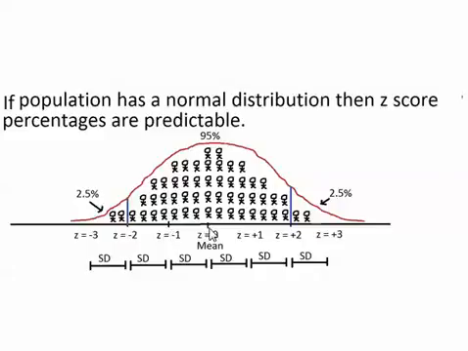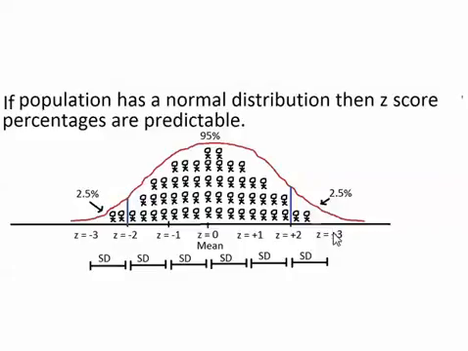If you start at 100 and you go up by 15, that's 115. If you go up by 15 again, it's 130. If you go up by 15 again, it's 145. So -3 is an IQ of 55, and 145 goes along with +3.